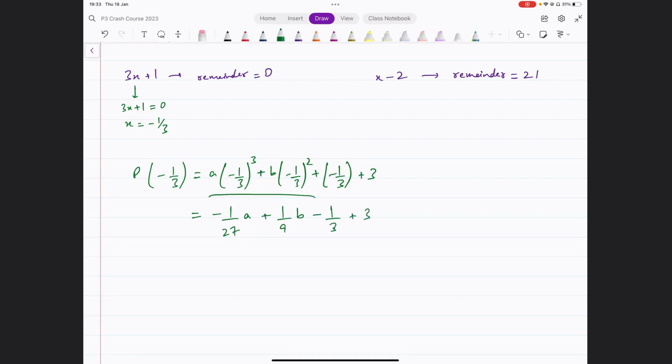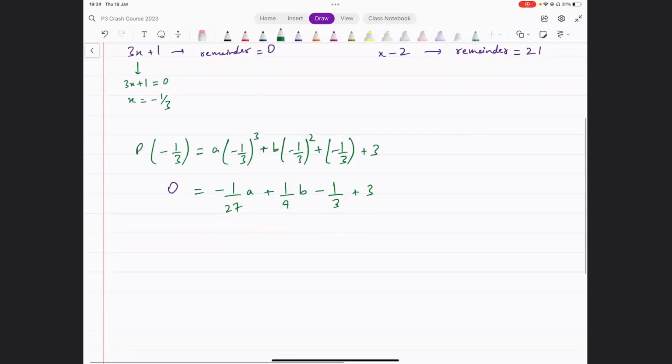Now, this is the remainder, right? So we're inputting minus 1 over 3. That is going to give us the remainder. But they've also told us that the remainder is 0. So what we do is we put this equal to 0 because the remainder has to be 0, right? So we put this whole expression equal to 0.